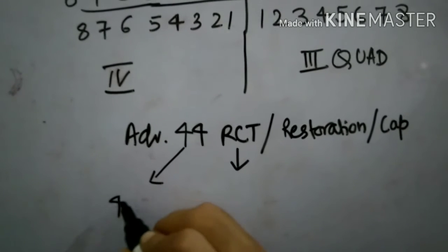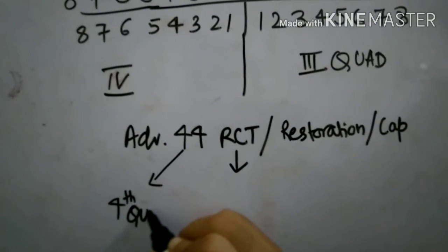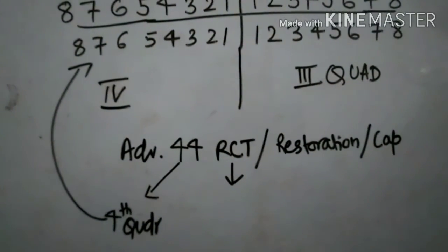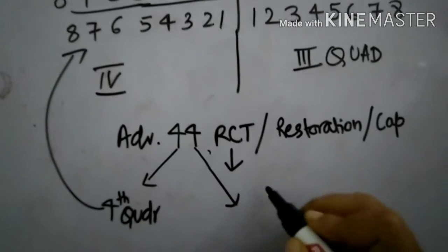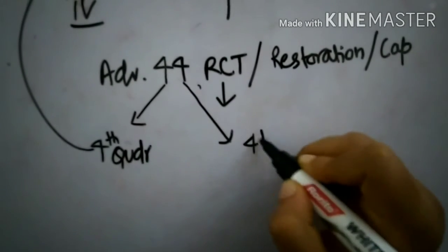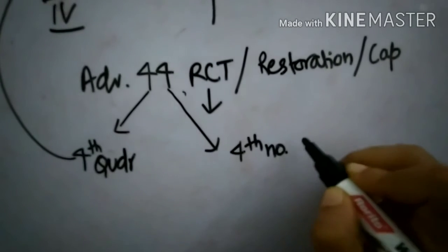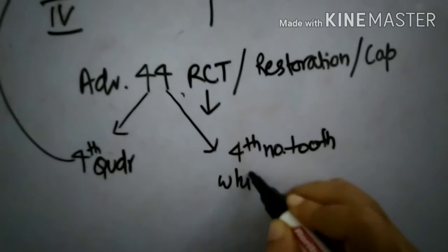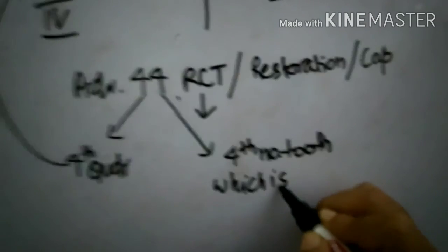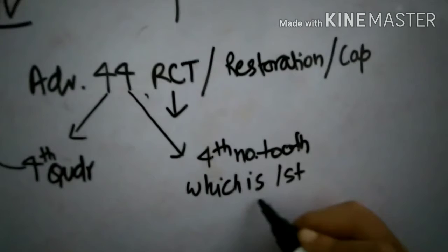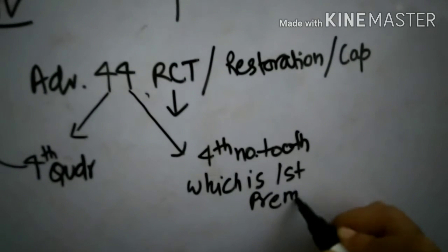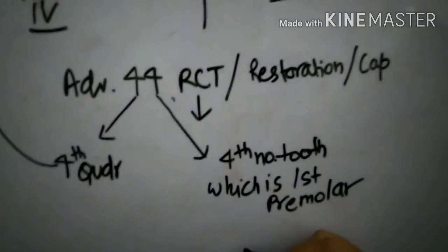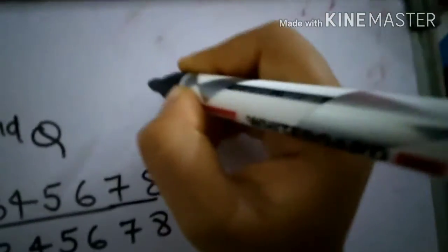The 4 is your fourth quadrant. First is always the quadrant, fourth quadrant, and the other 4 is your fourth number tooth. And which is your fourth number tooth? It's your first premolar. So remember, the dentist is talking about a problem in your fourth number tooth in your fourth quadrant. That means lower right first premolar.